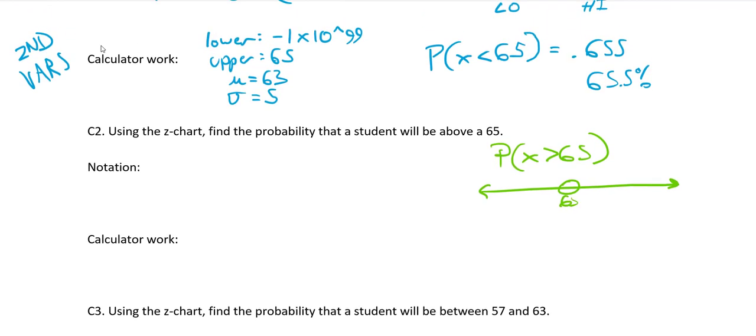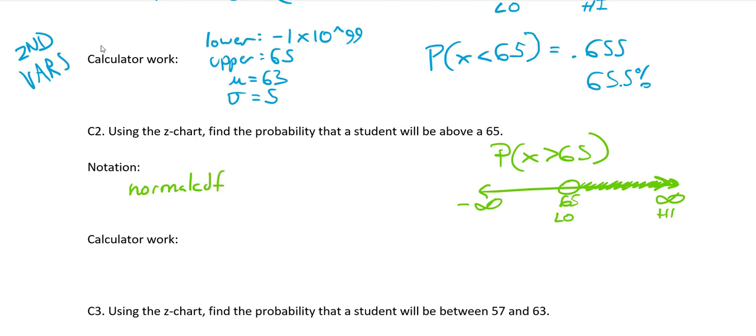And on the right-hand side, we got positive infinity. On the left-hand side, we got negative infinity. So we want to go to the right here, because it's greater than. And so this is our low number, 65, and this is our high number, positive infinity. So here's what we want for our notation. Our notation, what we want is the normal CDF.